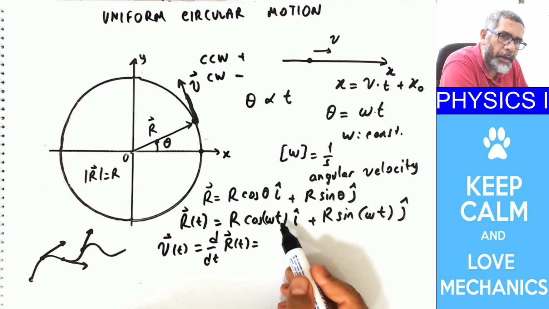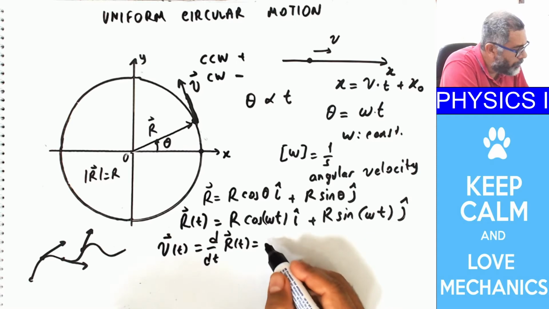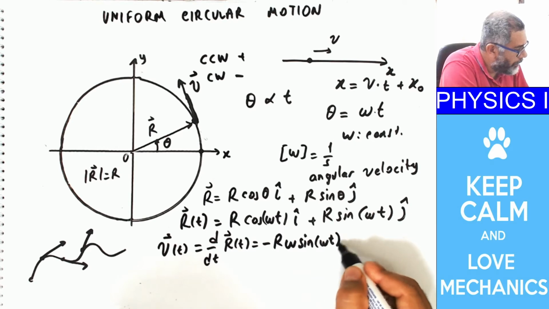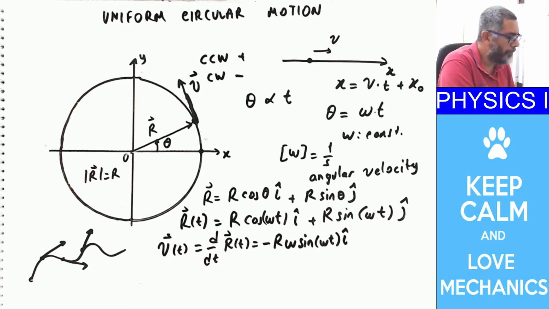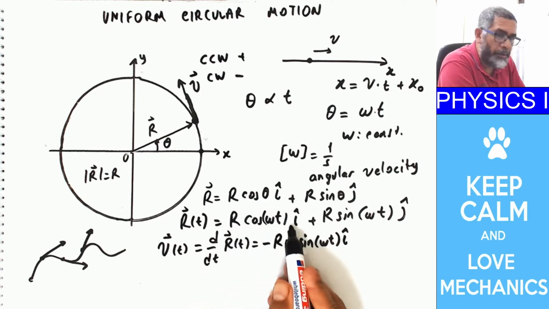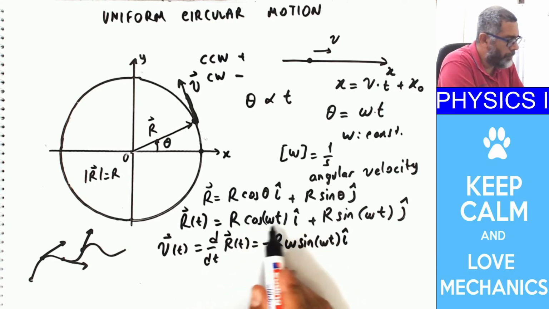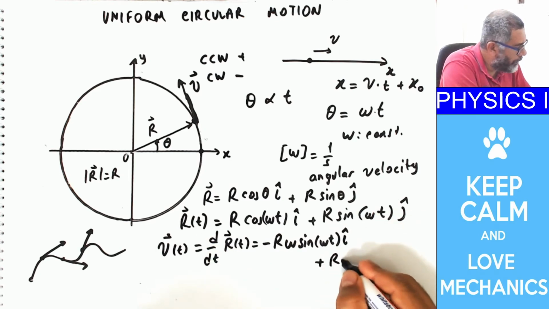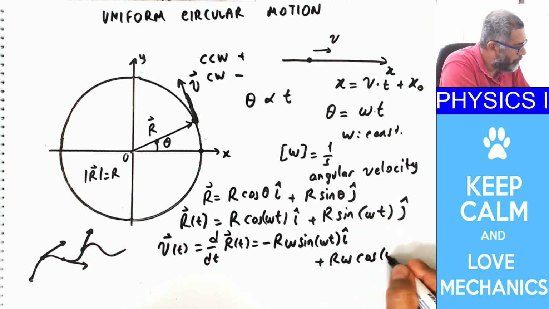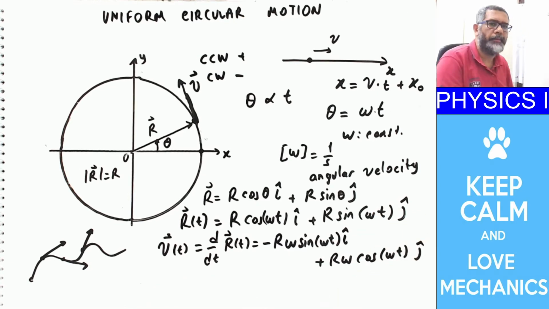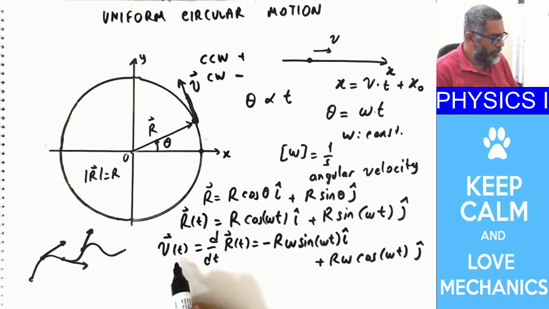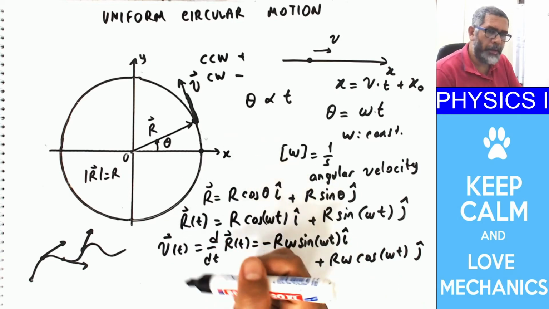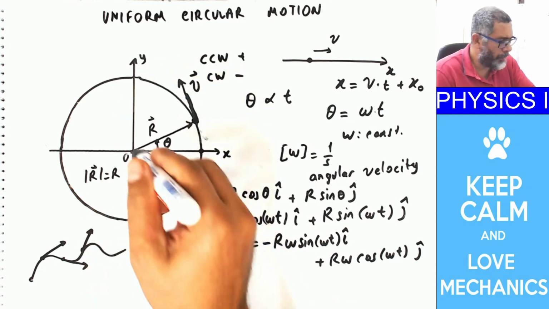Omega t gives you omega when you take the time derivative. So it is just minus r times omega sine omega t i, which is the unit vector. Okay, so this is the time derivative of this first x component of the position vector. Similarly, if you take the time derivative over here, it's going to be r times omega cosine omega t j.